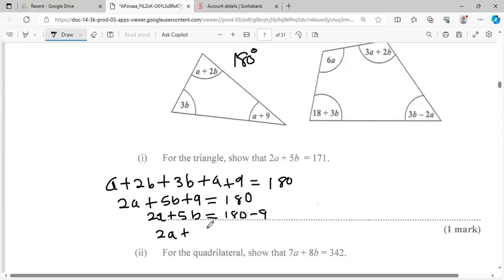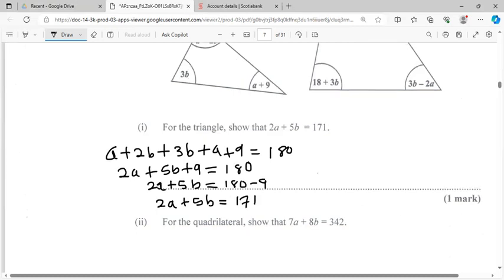So guys, we cannot work it any further, but it proves that 2A plus 5B is equal to 171 because we're going to subtract 9 from that and that. Just one mark, with 9 and 9 equals objective.